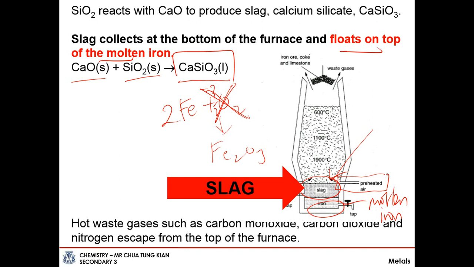Okay? And during the reaction, you get many waste gases produced. You get carbon monoxide, you get carbon dioxide. All these hot gases escape from the top of the furnace. Right? They escape from the top of the furnace.